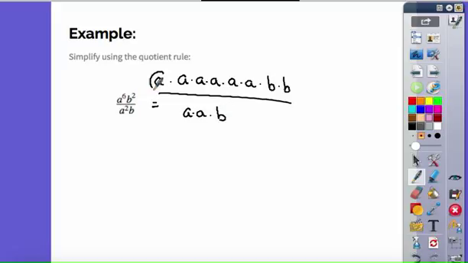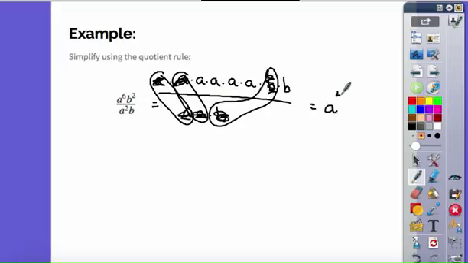Again, we're going to group our like pieces. I've got that a with that a, and then I've got a b over here. And we're going to cancel out what we can. So I can cancel my a's there, cancel my a's, and cancel this b. Let's look at what we've got left. We've got a times a times a times a. So that's a to the 4th.